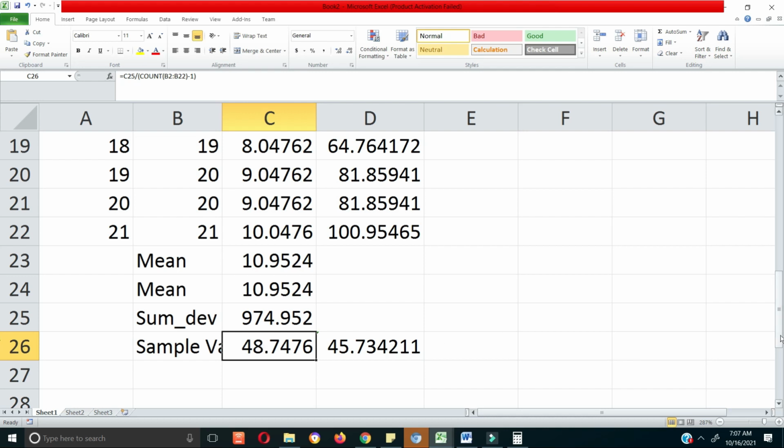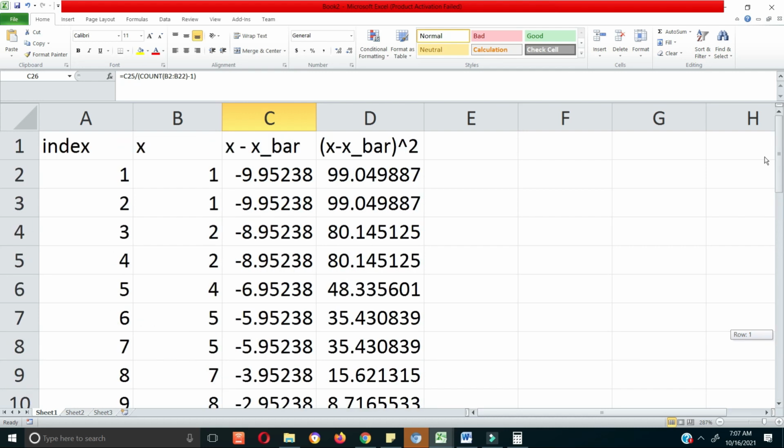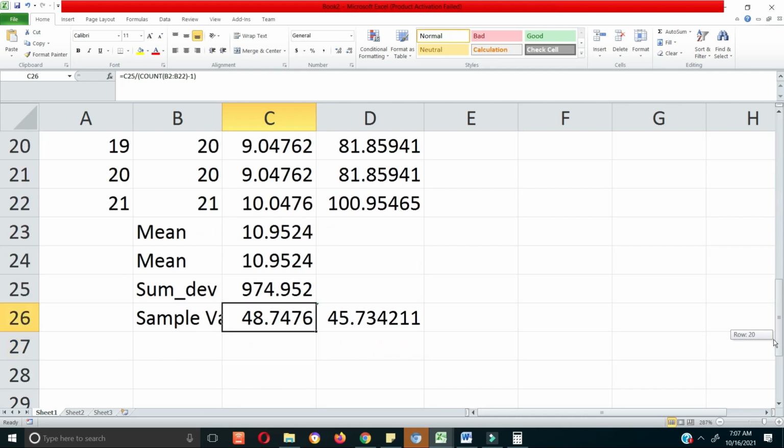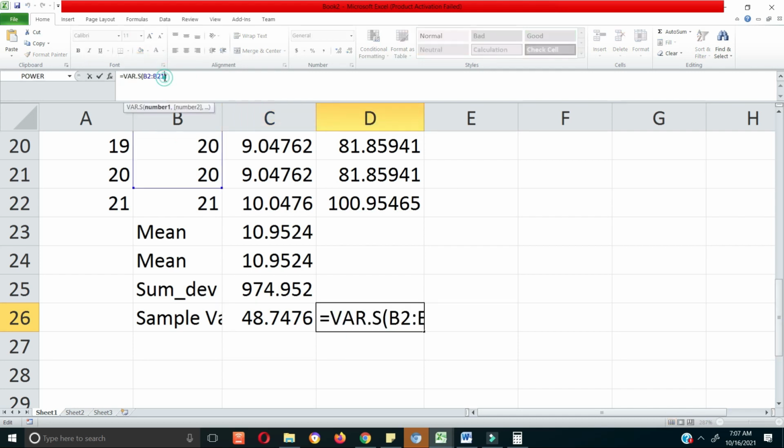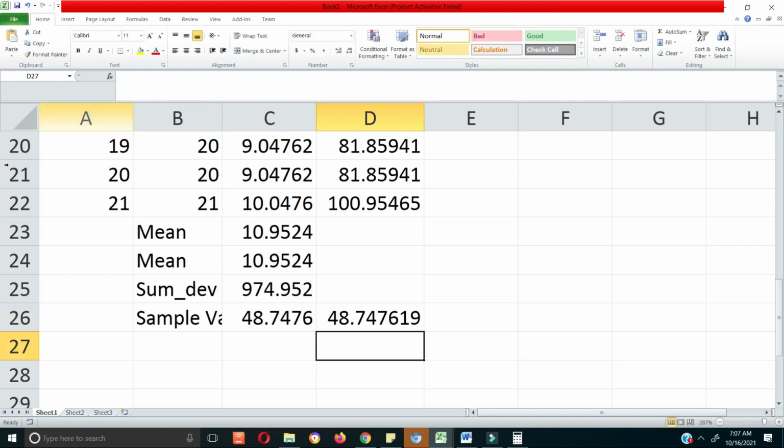So I'm not sure why I do not get the correct value. It's close, but there's a problem. Okay, this should be to B22. Yeah, so you get exactly the same value if you use the function.